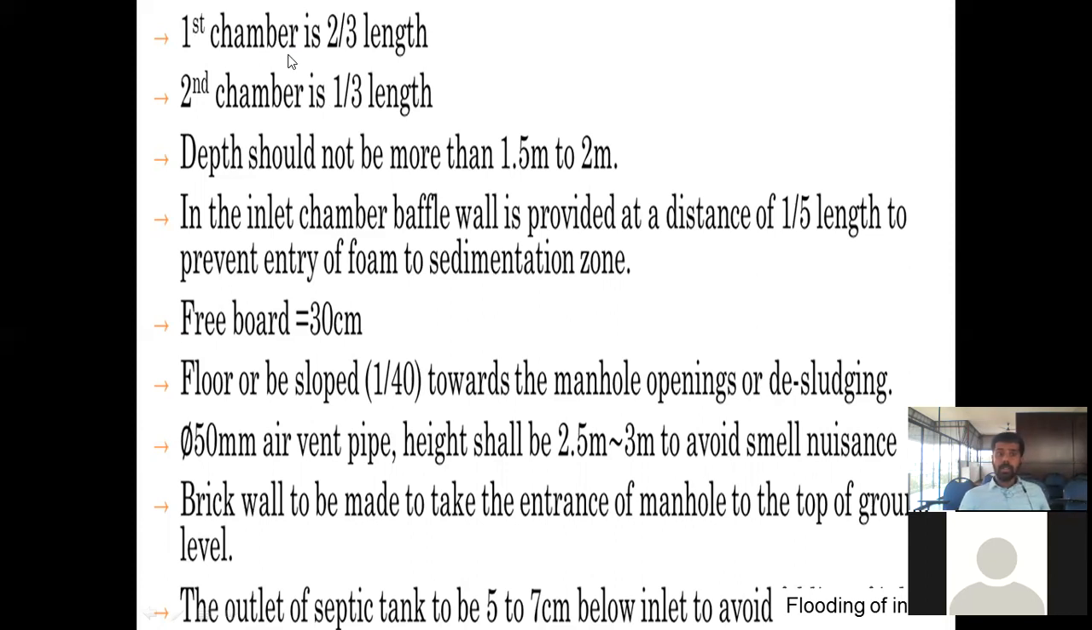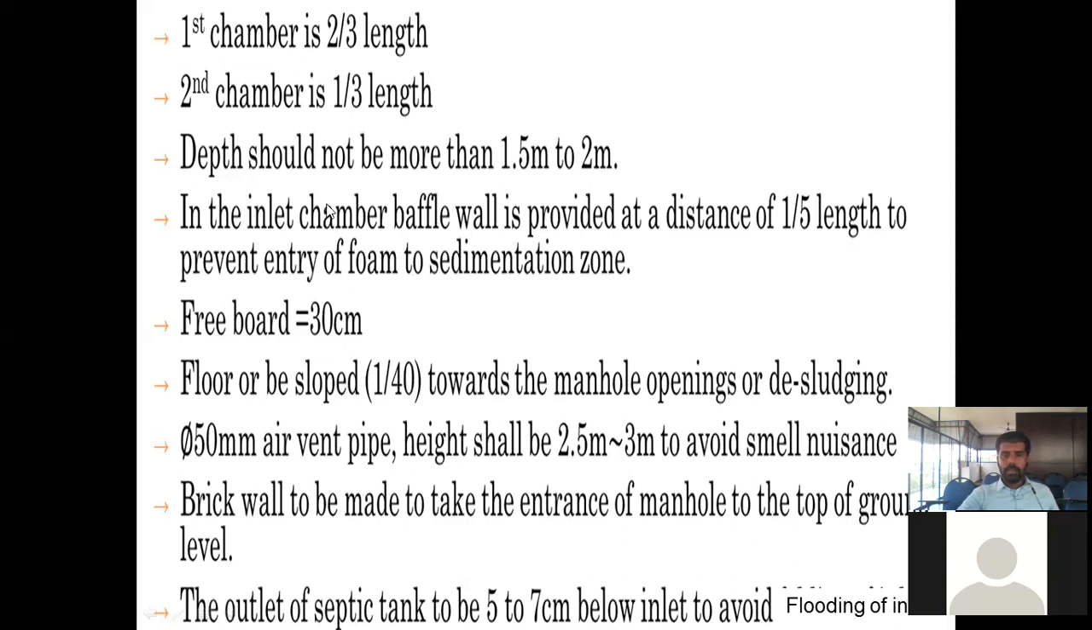The height should not be more than 1.5 to 2 meters. So when you are trying to design a septic tank, the height should not be more than 2 meters. The first chamber's length would be 2/3 of the total length, and the second chamber's length would be 1/3 of the total length. That is the way that we have to decide it.